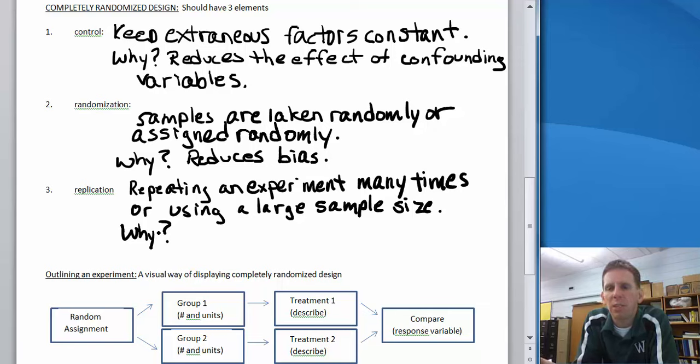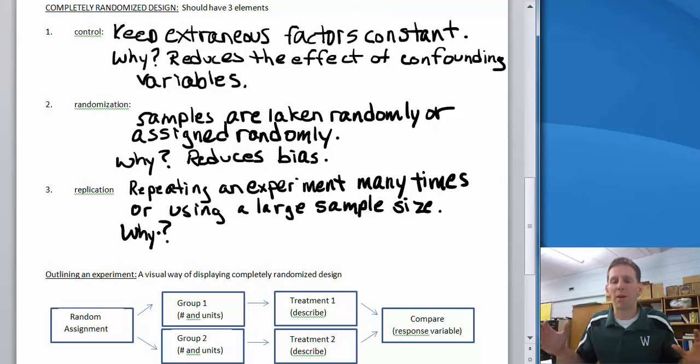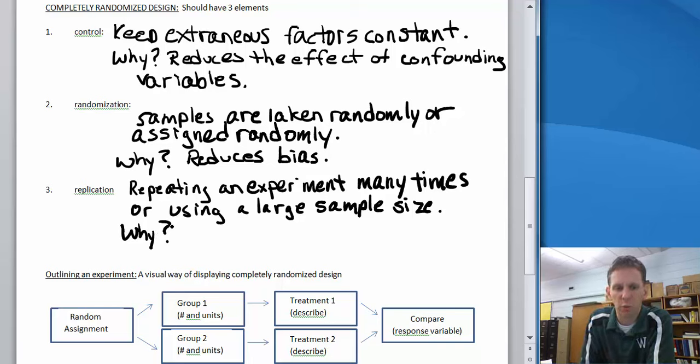Similarly, by repeating an experiment many times, maybe if you only ran an experiment once, you got goofy data. It was one of those full moon instances where, whoa, I wasn't expecting these types of results, and it's what we got. If we repeat an experiment many times, we may find that that first time was kind of an anomaly and that we got better data as we increase the number of times we ran the experiment. So replication is a good way to reduce what's called chance variation.